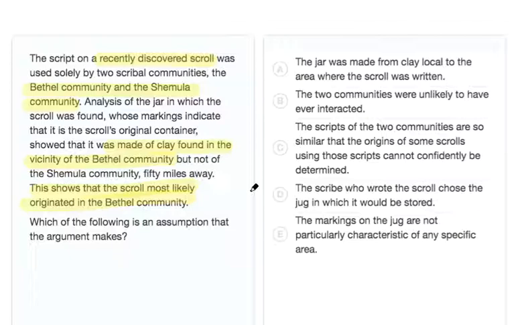The most important part here seems to be the relationship between the jar and the scroll. The passage argues that if the clay used to make the jar is the same as the clay around the Bethel community, then both the jar and the scroll must have belonged to the Bethel community. Let's think about this more closely. The passage assumes that both the jar and the scroll were made in the same area. This is a good guess for our assumption.